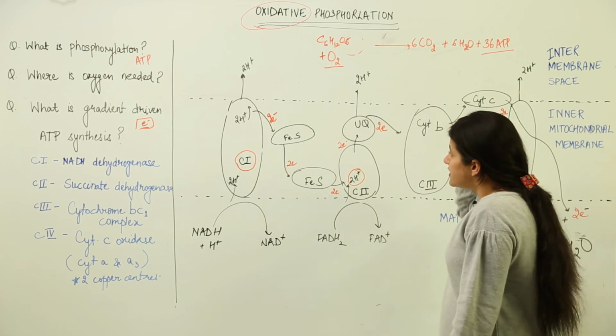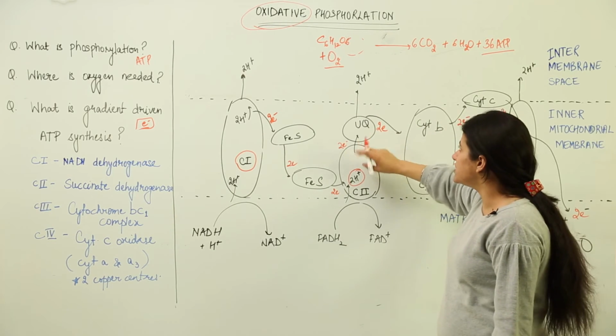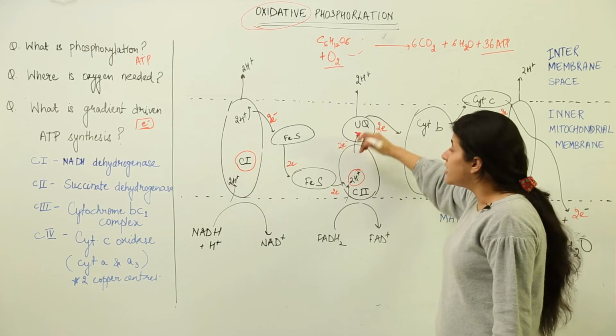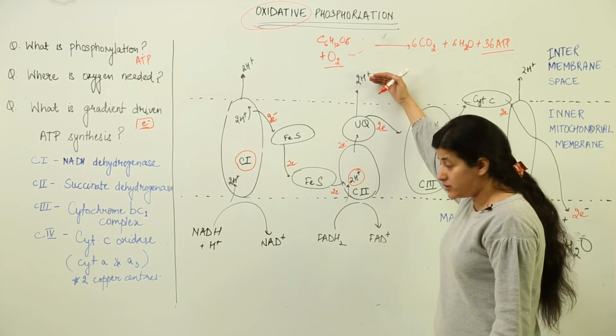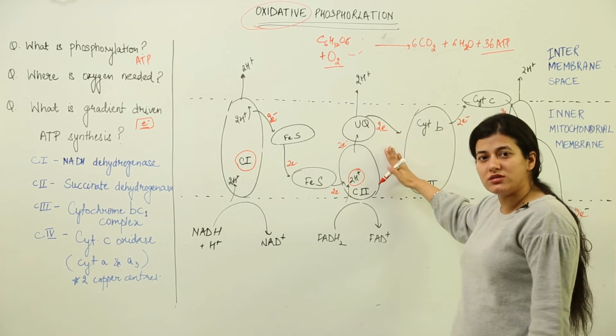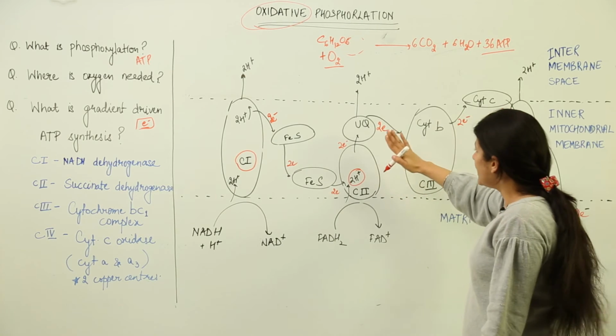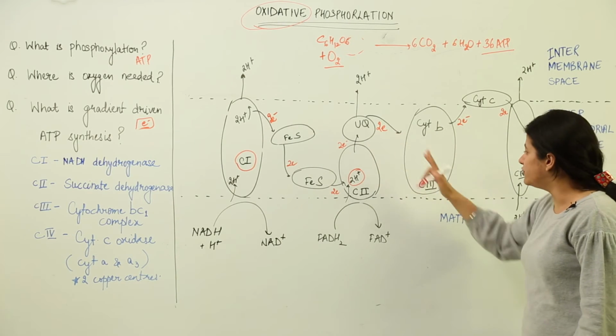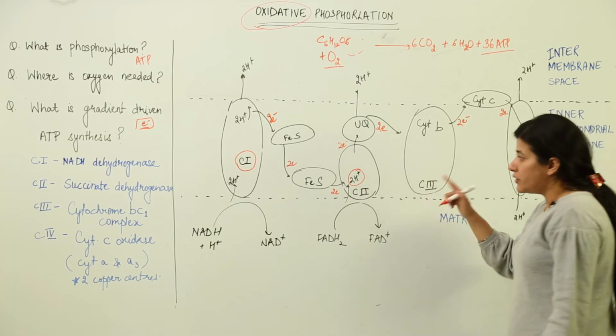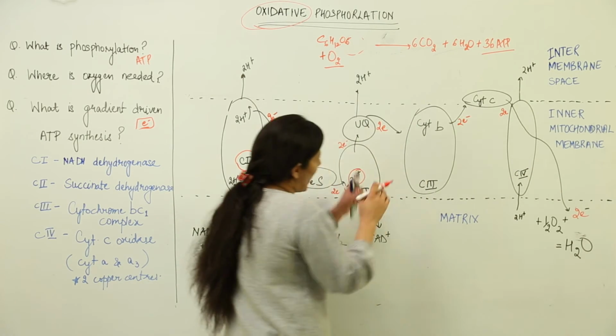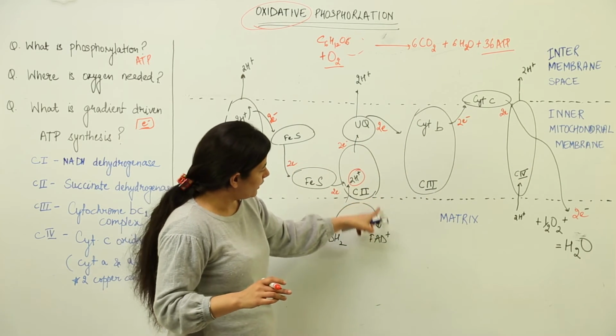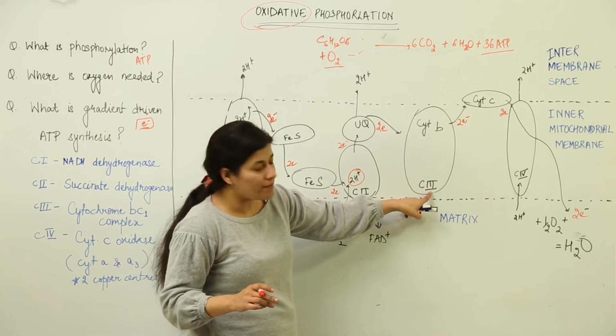Please remember, when this ubiquinol gets reduced, it takes up the hydrogen ions, it gives the hydrogen ions outside, and at the same time again loses the 2 electrons. These two electrons have to reach complex number 3. So in a way, complex number 2 and ubiquinone are helping the electron to reach complex number 3.